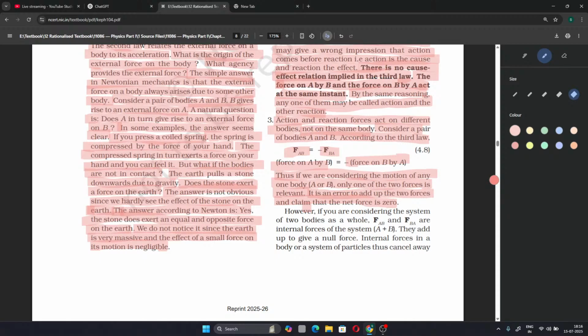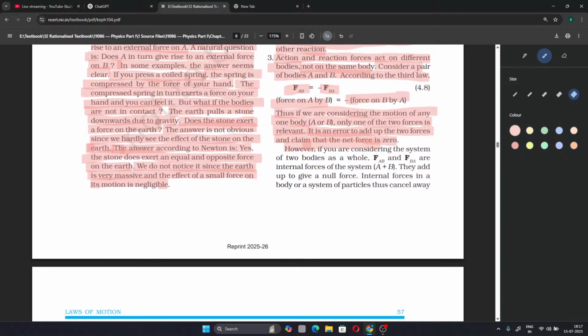Because we know that the forces on the two bodies are equal and opposite, we only need to consider the motion of one body. Only one of the two forces is actually relevant. But we cannot say, just because it is an equal and opposite force, that the net force is zero. That is wrong. We cannot say this minus and plus will add up and the net force will become zero. That is an error.